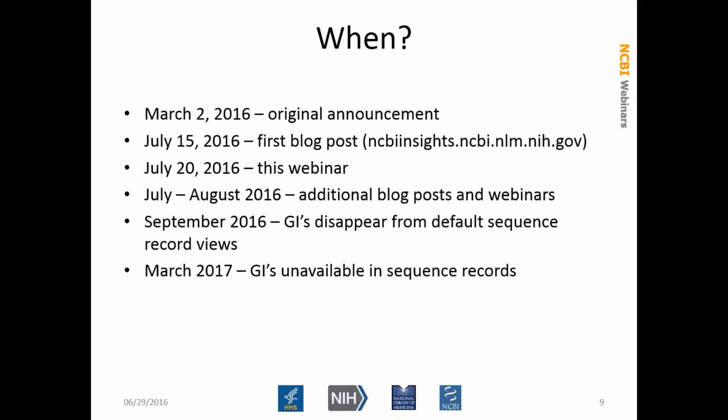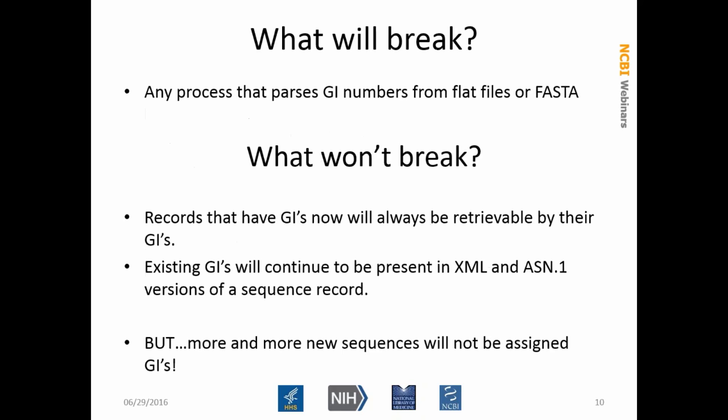In September, GIs will be disappearing from default sequence record views, so FASTA and flat files, the default views. You'll still be able to, we understand right now, have a downloadable option to get FASTA and flat file views that contain GI numbers, but they won't be default. And finally, in March of next year, the GIs will not be available at all in sequence record views.